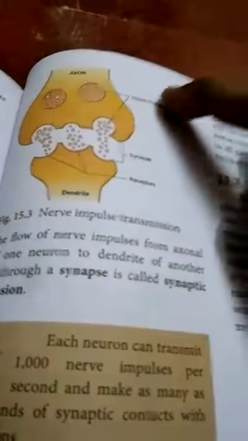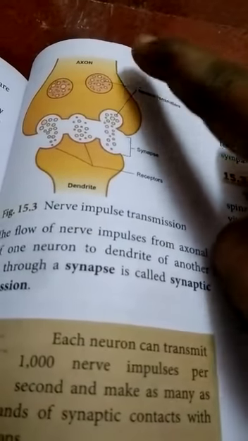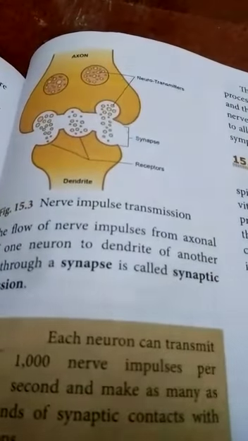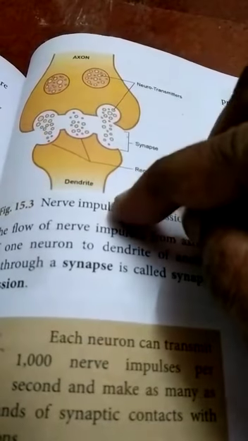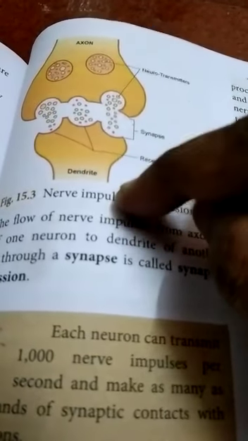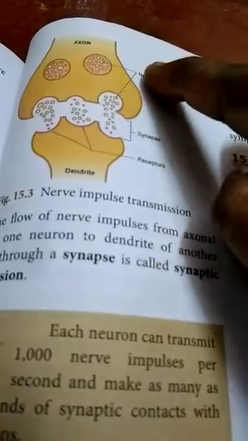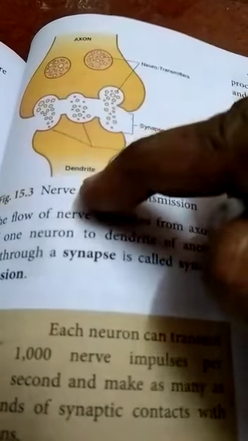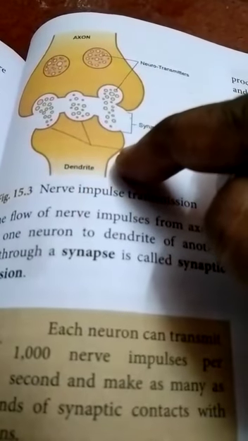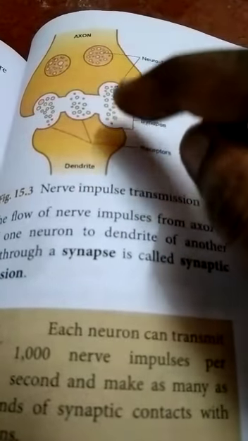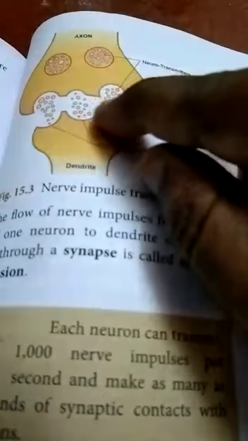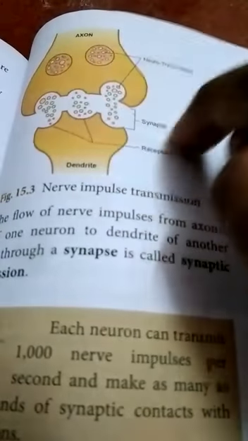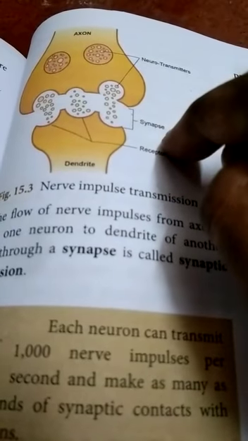So this is the synaptic gap. One dendrite, axon. Another one: this is one neuron's axon end, and this is another neuron's dendrite end. That's how they are connected. In between there is no connection, only a space. That is what we call a synapse.